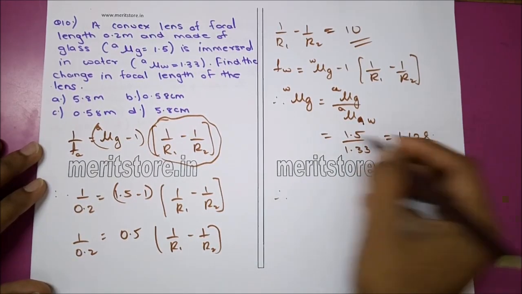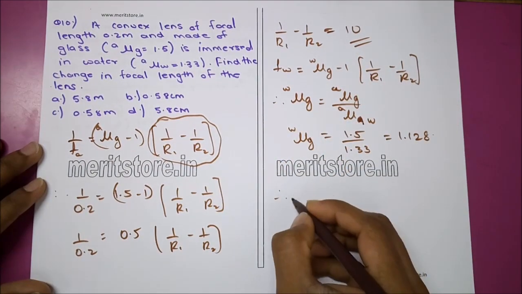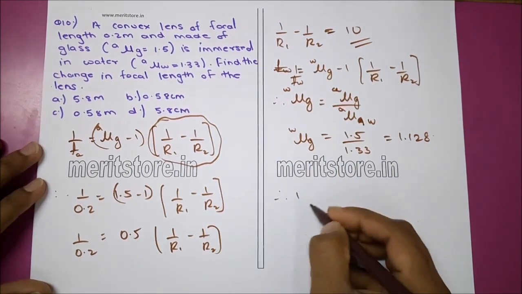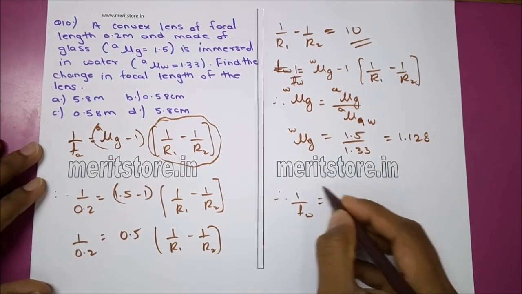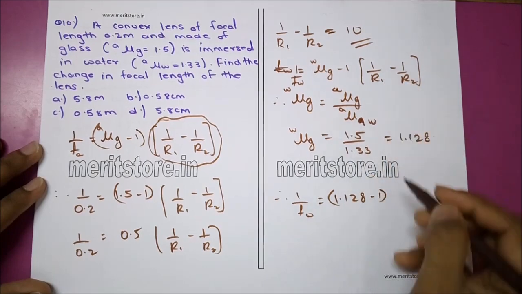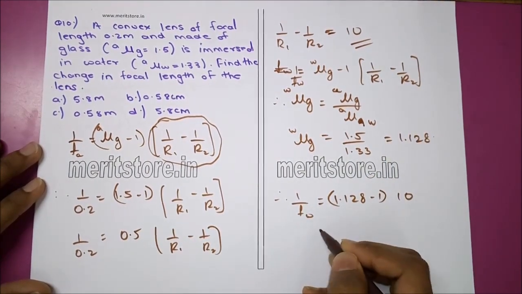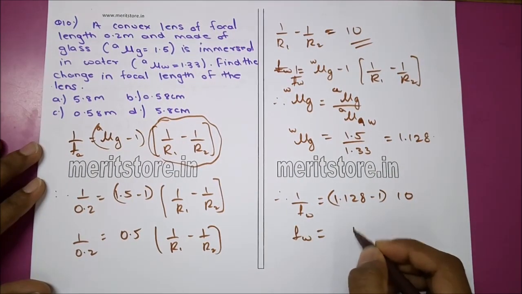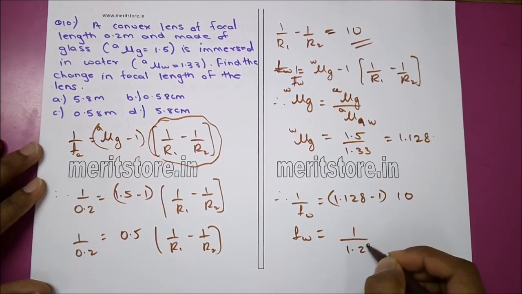Now substituting this value of mu of glass with respect to water in this formula, we get 1 by Fw equals 1.128 minus 1 times 1 by R1 minus 1 by R2, which is 10. So this is Fw is equal to 1 upon 1.28.